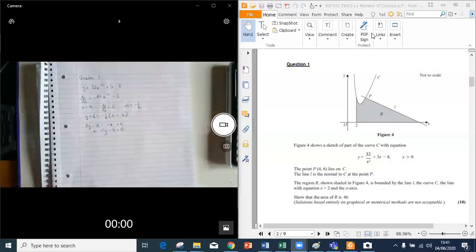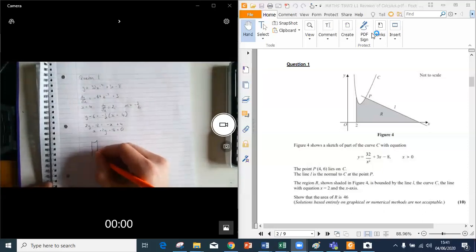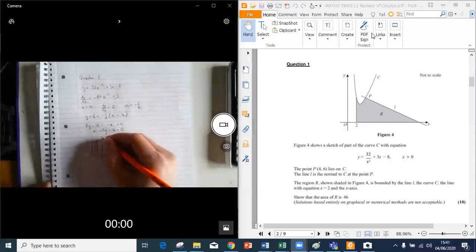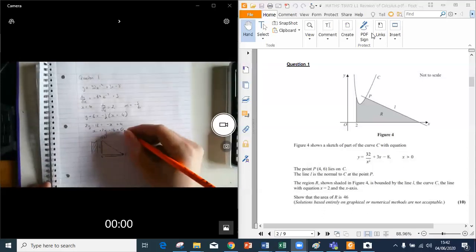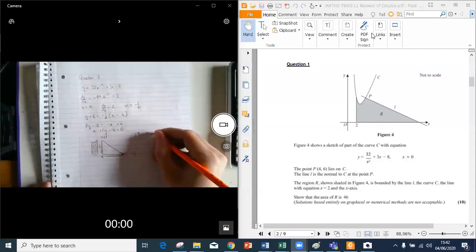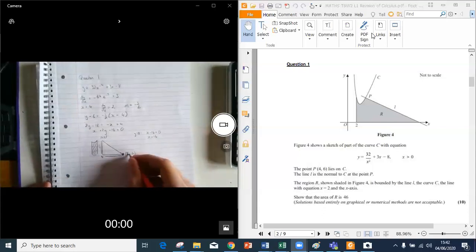Now, to get the area, well, we can split it up into this area and the triangle. So to get the area of the triangle, we know that the x-coordinate of P was 4, that was (4, 6). We know the height here is 6. So to get this length, we need this x-coordinate here. And the x-coordinate happens when y equals 0. So in the equation of our normal, I'm going to sub in y is 0. I'm going to get x minus 16 equals 0. So therefore x equals 16. So I've got this distance here from 4 to 16 is 12. So I know the area of the triangle is half times 6 times 12, which gives us 36.